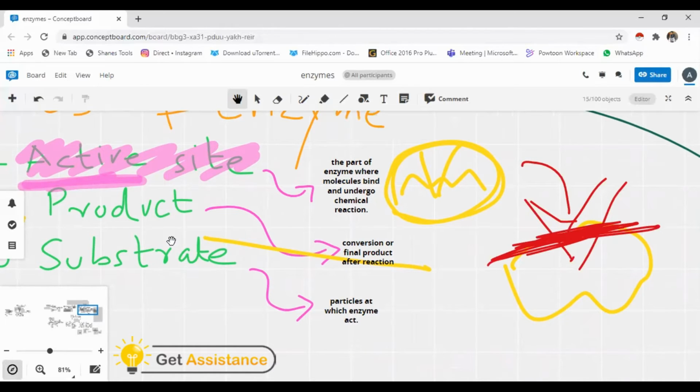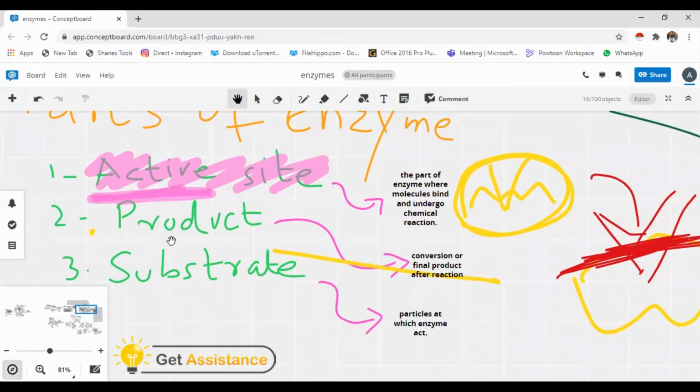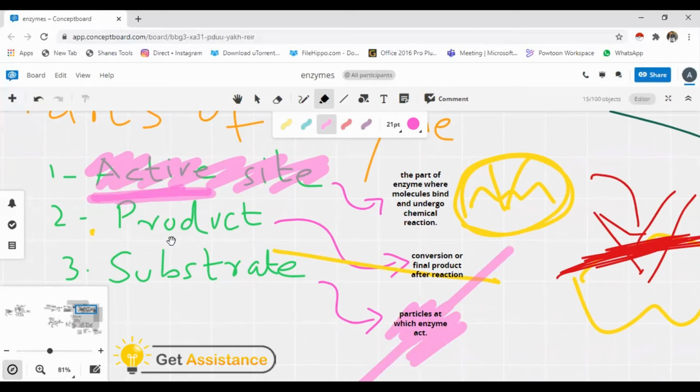So, what is a substrate? A substrate is a particle on which enzymes act. Suppose you're eating bread, so bread is a substrate. Water is a substrate. Peanut butter is a substrate. A sausage is a substrate that you are taking inside your body. And what does the word product mean? We all know product means a conversion or a final product after reactions. Definitely, when enzymes and substrate combine together, they produce some kind of chemical reaction, and after that, a final product occurs.